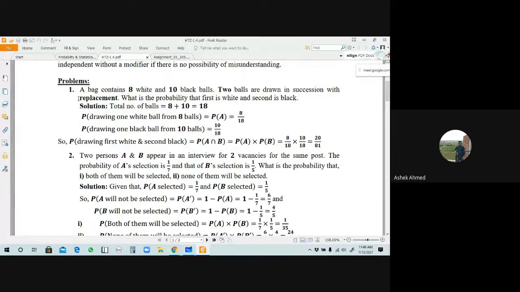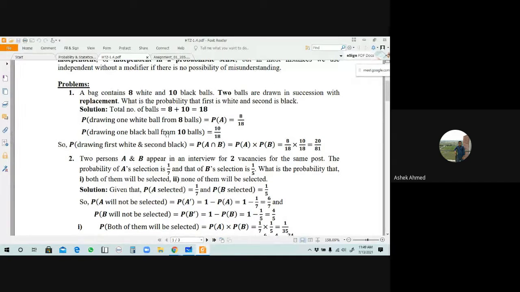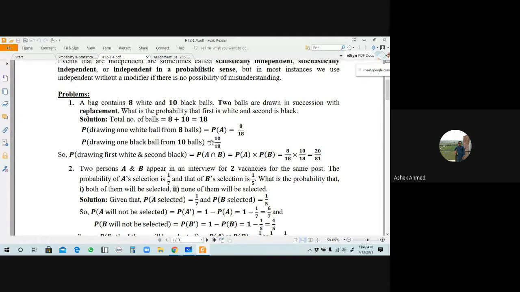And since this is with replacement, the number of balls in the bag will be the same. So the second ball will be black. You can say this is probability of B, that is 10/18. So from here we can say that drawing first white and second black will be this result. Is it easy? Is it right? Respond to me.